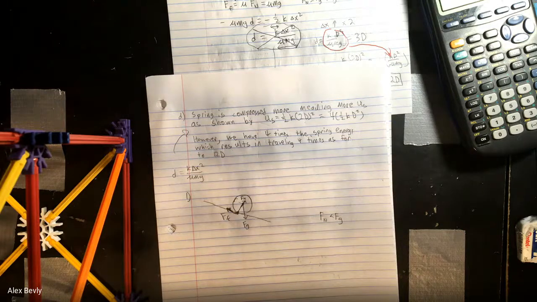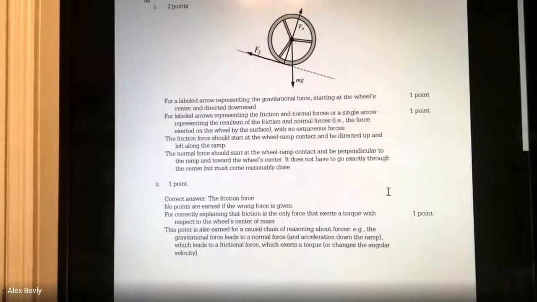All right. Now we can get 2 points here. So 1 point for a labeled arrow representing the gravitational force starting at the wheel's center and directed downward. So 1 point, we have gravity, force of gravity, pulling straight down from the center of the mass. All right, gravity always pulls straight down from the center of the mass.